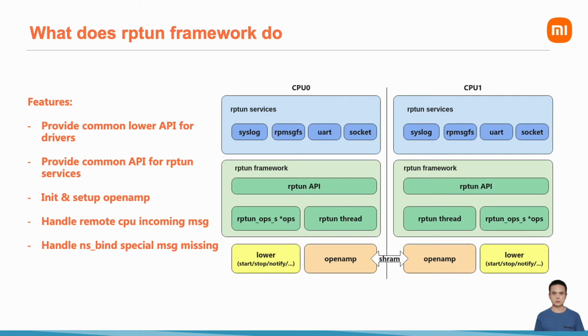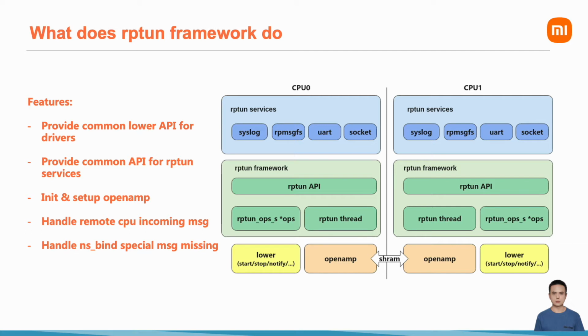Here is the picture. The upper layer is Rptun services, including syslog, rpmsg-fs, UART, socket. And the middle is the Rptun framework. It provides API for the upper layer. Also, it provides Rptun ops for the lower layer. The Rptun thread is used for handling incoming messages. So let's continue with the features.